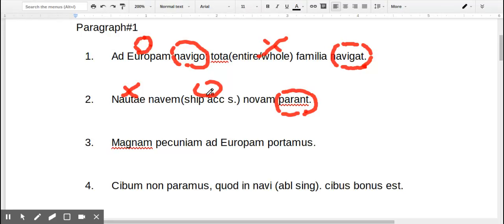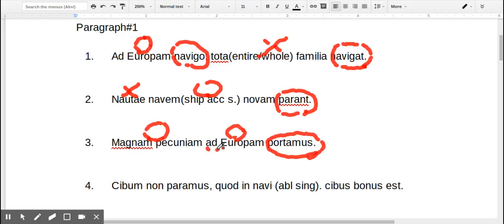Magnam pecuniam ad Europam portamus. My verb is portamus. That amus means we carry. So I already have a subject, so I find my direct objects. We carry great money to Europe. That ad takes the accusative, to Europe.